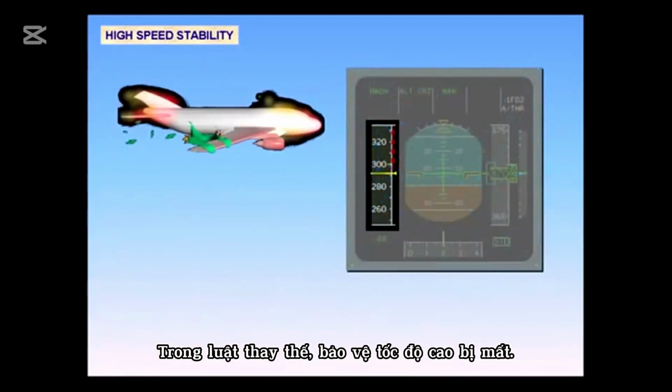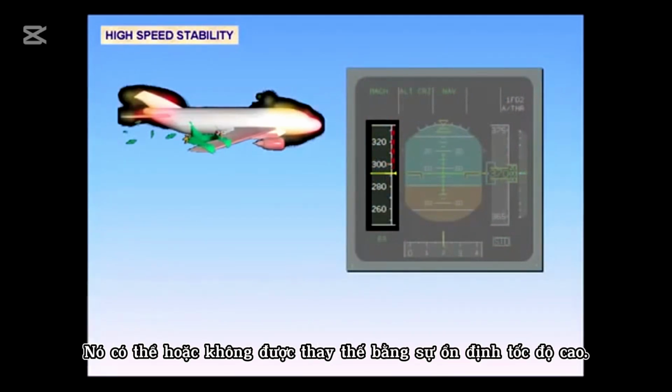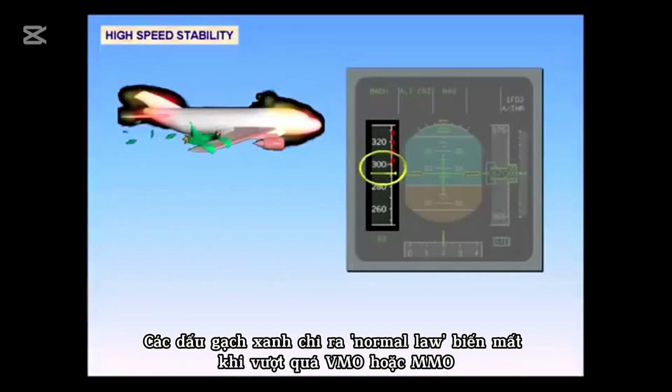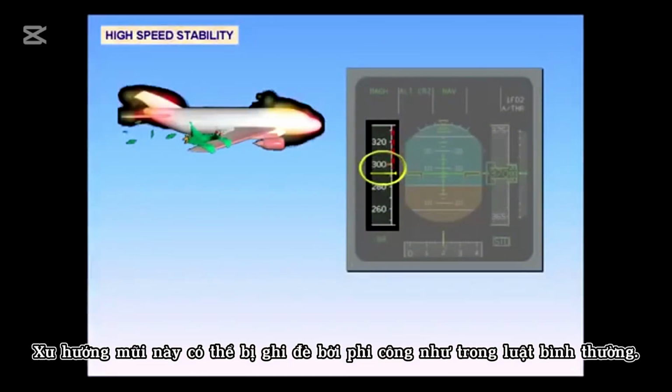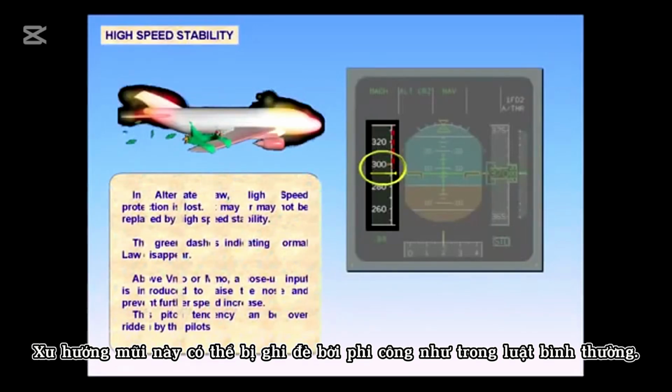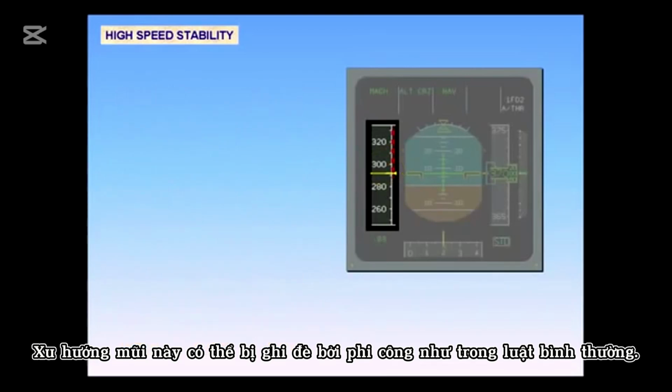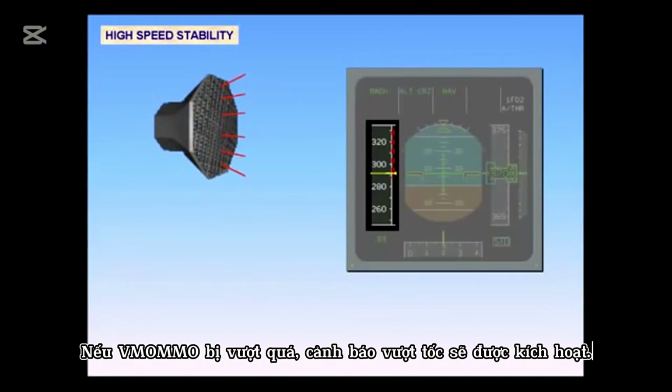In alternate law, high-speed protection is lost. It may or may not be replaced by high-speed stability. The green dashes indicating normal law disappear. Above VMO or MMO, a nose-up input is introduced to raise the nose and prevent further speed increase. This pitch tendency can be overridden by the pilots. As in normal law, if VMO-MMO is exceeded, the overspeed warning is triggered.